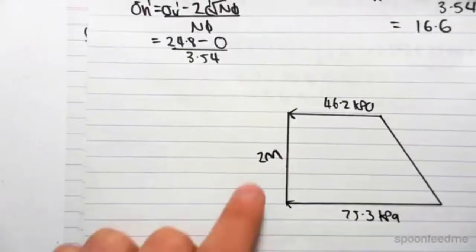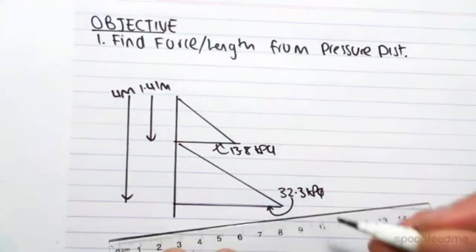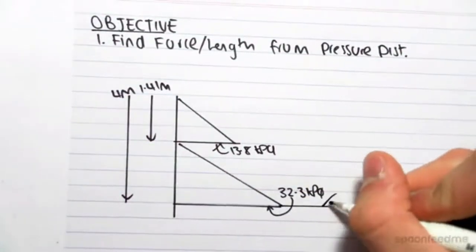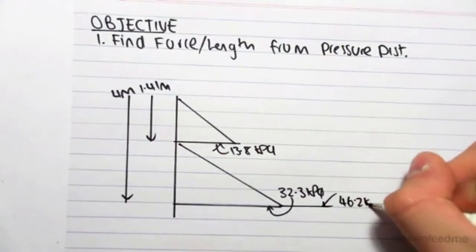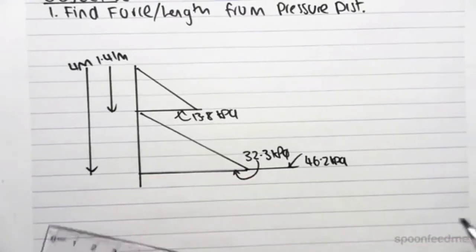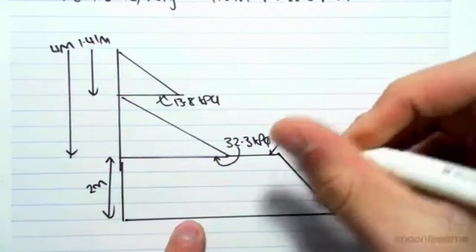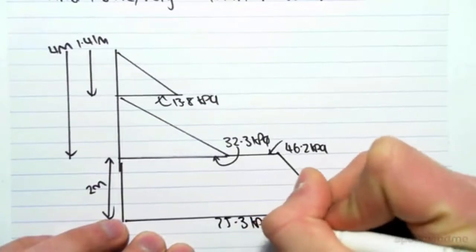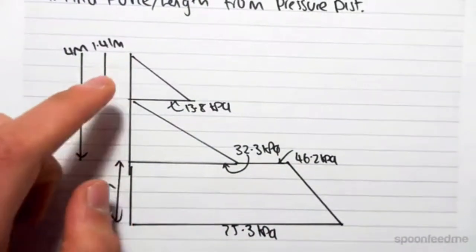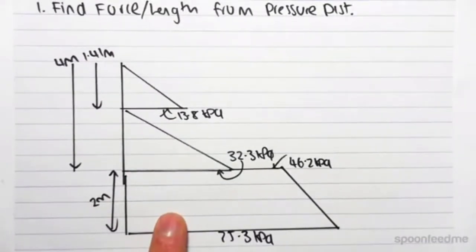So I'm just going to add that below it because we had the clay layer and then the sand layer. For the sand layer now, this will jut out further and it will become 46.2 kPa. So 32.3 is this length there, 46.2 is this longer length here, and we know that this depth was 2 meters. And this extended further out to 75.3 kPa. So all I've done is I've combined the clay layer and the sand layer pressure distributions we developed, and now we're going to be able to find the force per unit length.